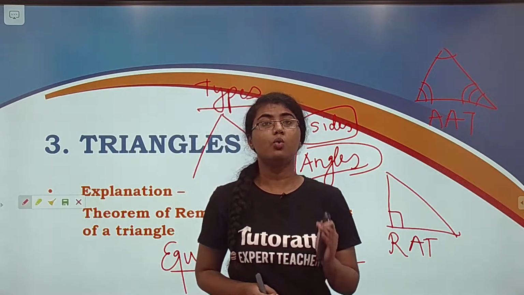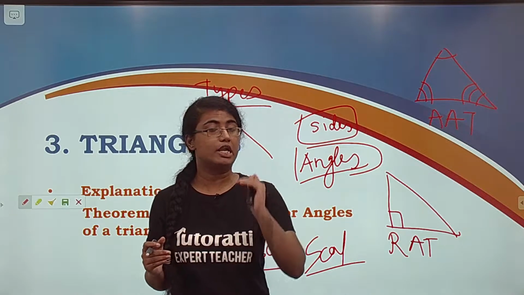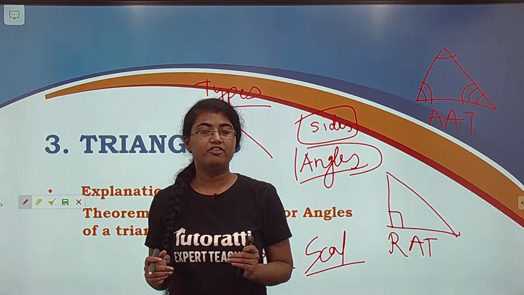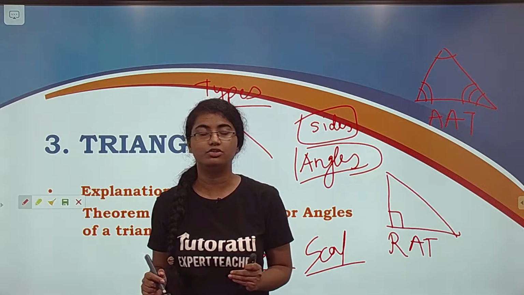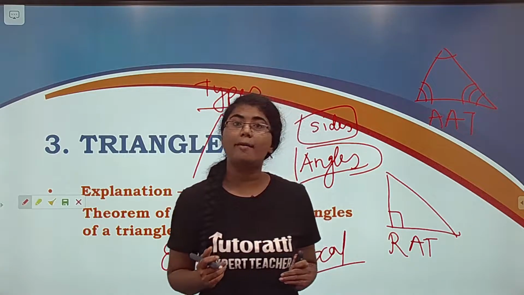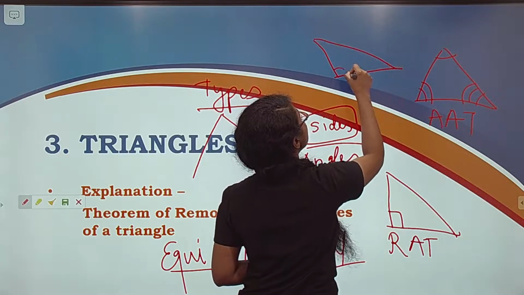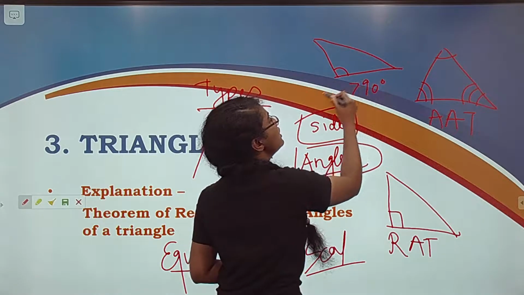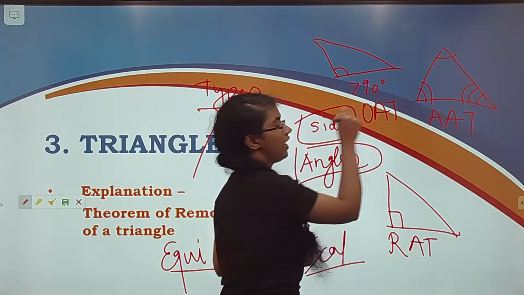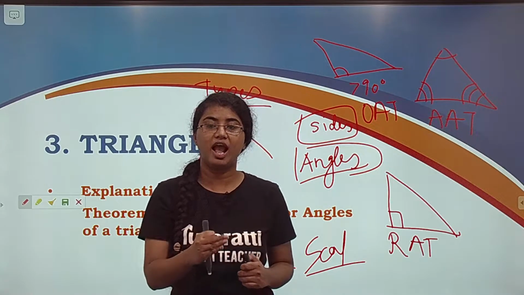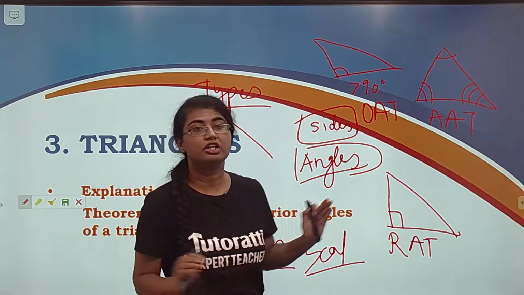Then what if one of the angles present in your triangle is greater than 90 degrees? Then what happens to such a triangle? Such a triangle, where one angle is greater than 90 degrees, is known as an obtuse angled triangle. Yes, excellent everyone.